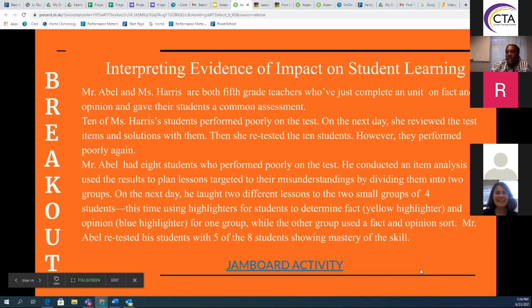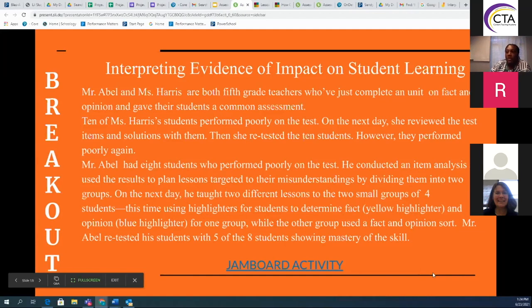So Mr. Abel and Ms. Harris are both 5th grade teachers who completed a unit on fact and opinion and gave their students a common assessment. 10 of Ms. Harris's students performed poorly on the test. On the next day, she reviewed the test items and solutions with them. Then she retested the 10 students. However, they performed poorly again.